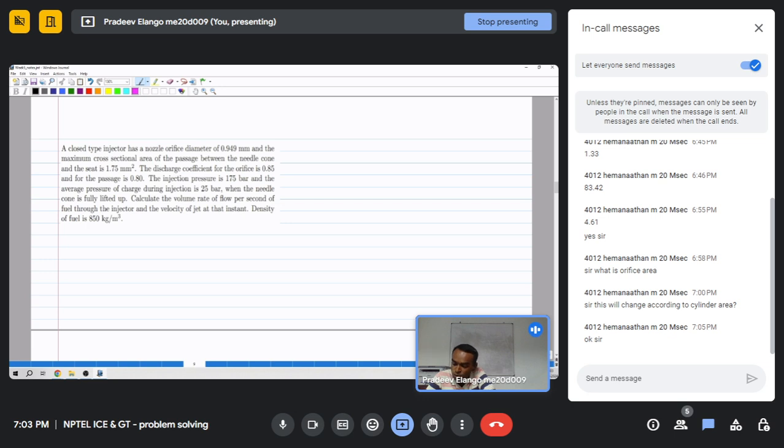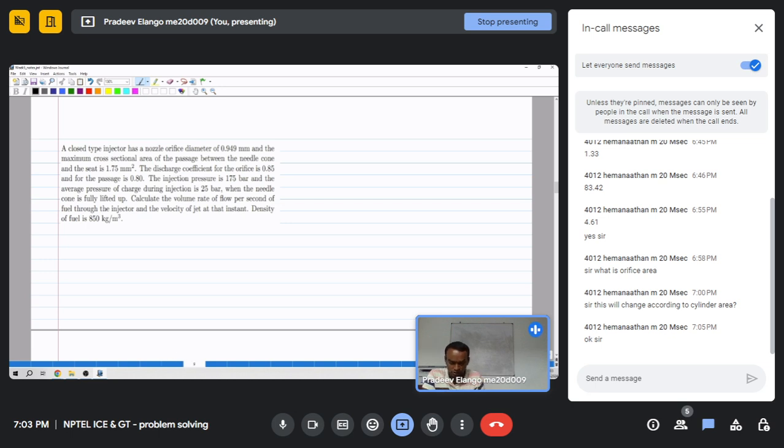When the needle cone is fully lifted up, the injection pressure is given. Calculate the volume rate of flow per second of fuel through the injector and the velocity of jet at that instant. Density of fuel is 850 kg per meter cube.